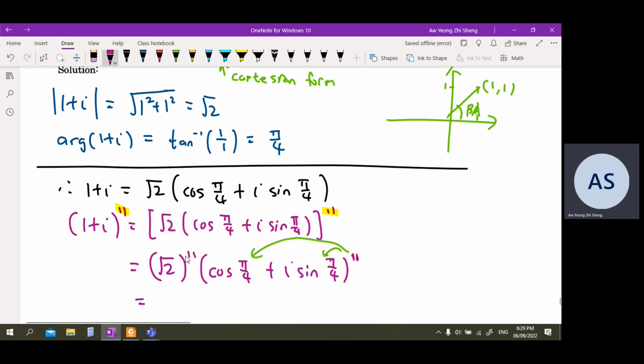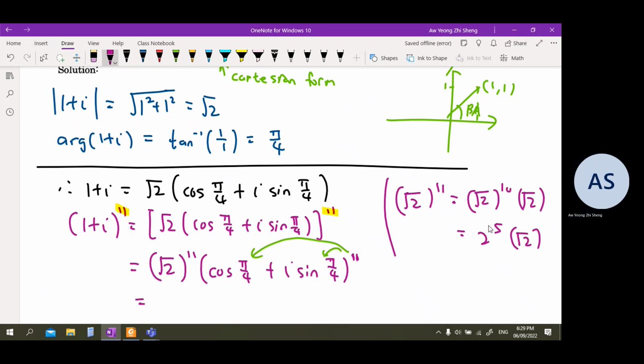Surd 2 power 11, that will give me, well, surd 2 power 11. One quick way to simplify it manually is that you can treat this as surd 2 to the power of 10 times surd 2. And surd 2 to the power of 10 is the same as 2 to the power of 5, because surd 2 is 2 to the power of half. Yeah, and then you can easily get this as 32 surd 2. Okay, so I write 32 surd 2 here.